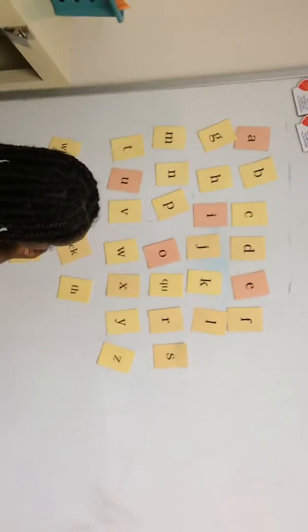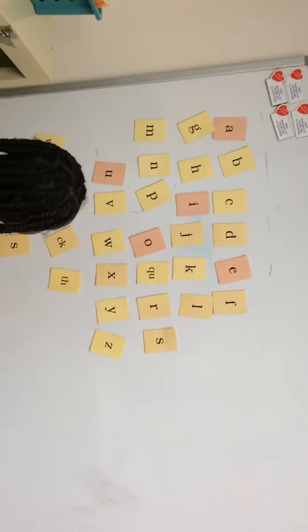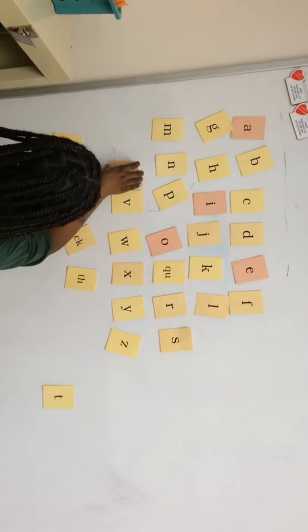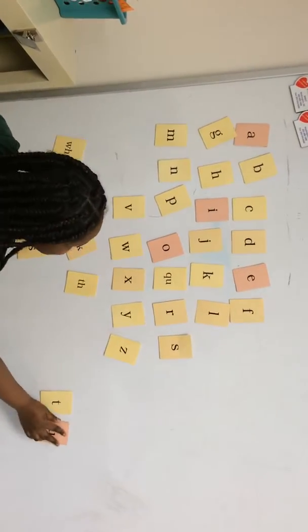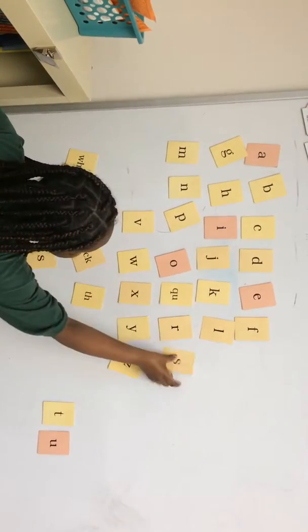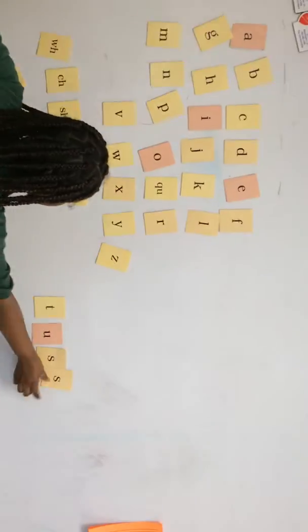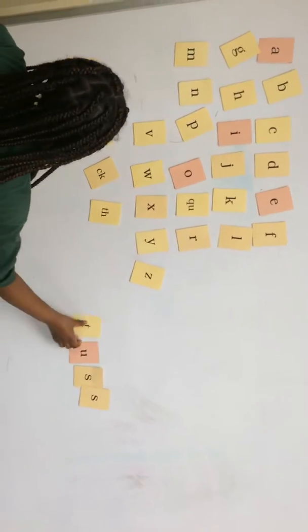Your next word is tuss. Tuss. T. Tuss. Yes, also a nonsense word. T. S. I mean O. I mean U. S. S. Notice you're using those double letters well today. Good. Fix it. Spell it.